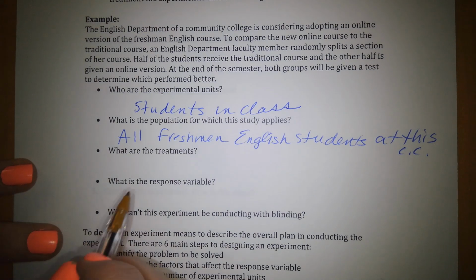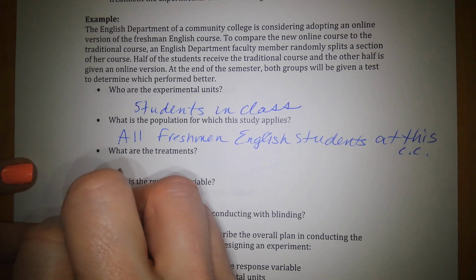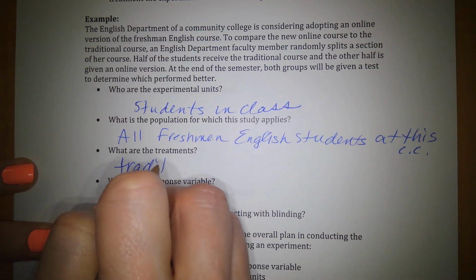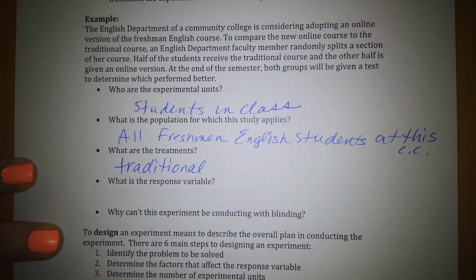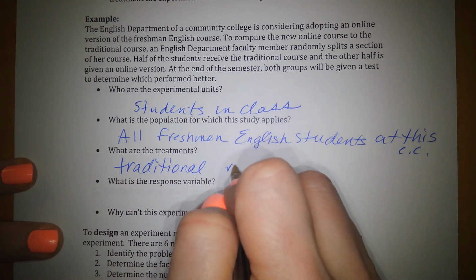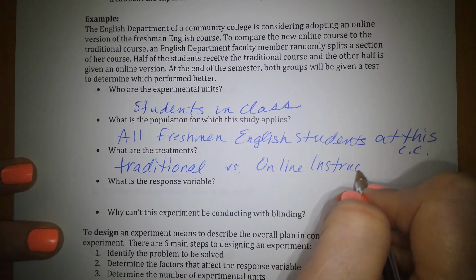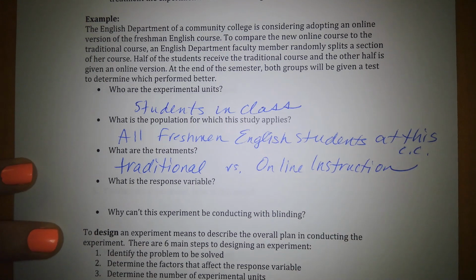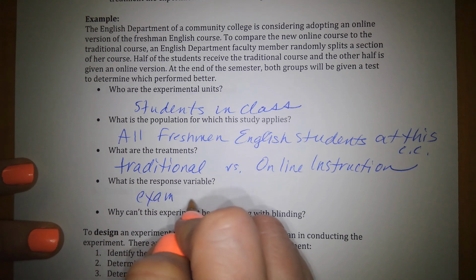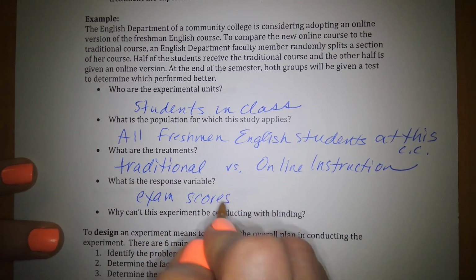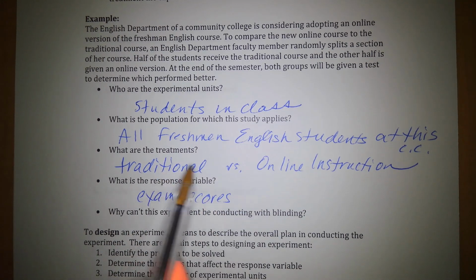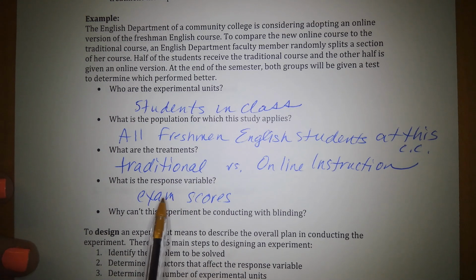What are the treatments? Well, half of the English class are going to get the traditional face-to-face instruction, and the other half are going to get online instruction. The response is going to be their exam scores at the end of the semester. And then we'll be able to determine which group did better or if there was a difference at all. So they're going to be taking the exact same exam.